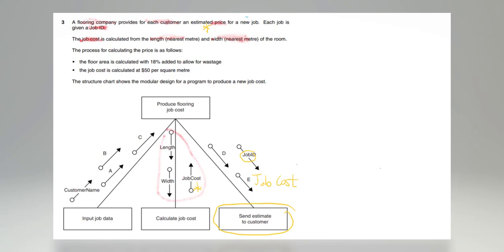let's move onwards. The process for calculating price is as follows. The floor area is calculated with 18% additive of wastage. So we need to know the area. In order to work out the area, we need to know the length and the width. So the customer or whoever is working behind the machine will input the customer's name. They'll put the width of the floor as well as the length of the floor.